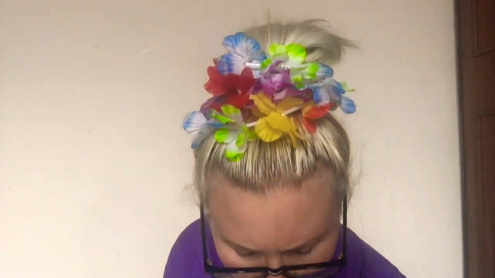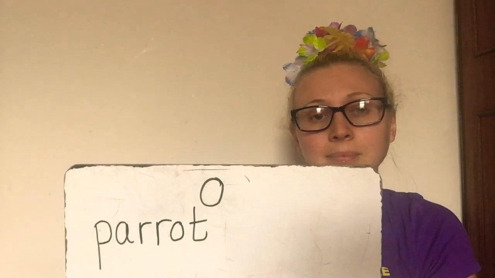And let's have a look at the O, where the schwa is hiding behind the O. Okay, can you write the O? Did you do? Yeah, we did it. Can you write the word parrot? Parrot. Parrot. Well done.